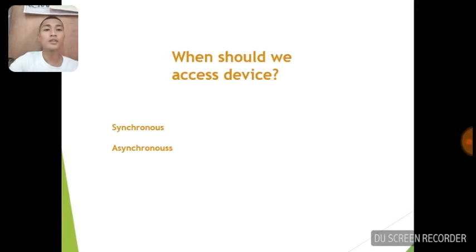When should we access a device? First is a synchronous device. The device always becomes ready after a fixed number of processor clock cycles. Asynchronous. No guarantees of device timing. Instead, a device status register indicates readiness. This requires the processor to do some synchronization task to determine when the device is ready.